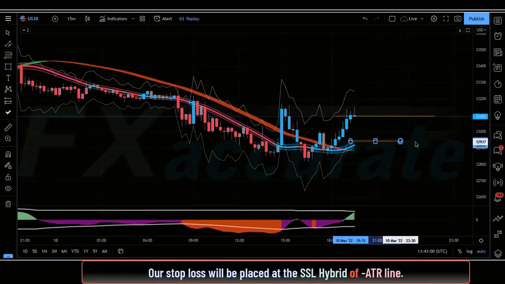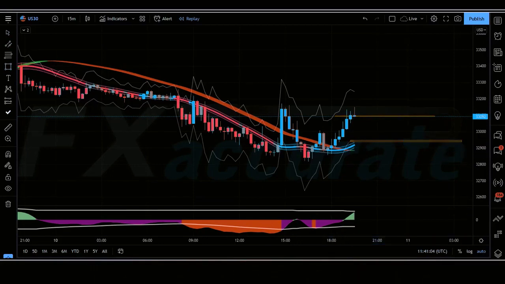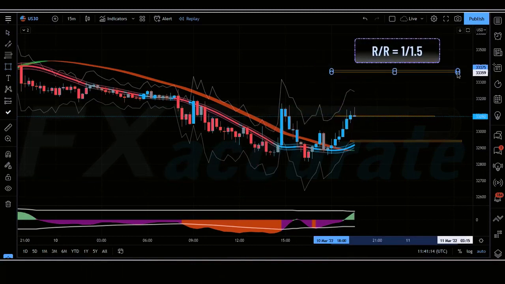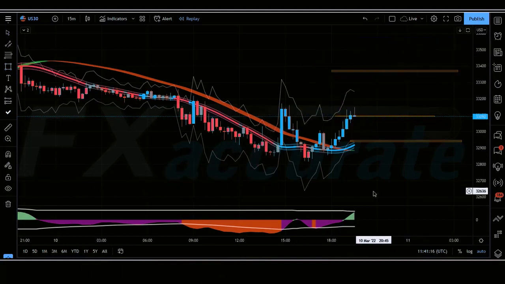Our stop loss will be placed at the SSL hybrid indicator's ATR line. And the risk to reward ratio will be 1:1.5.